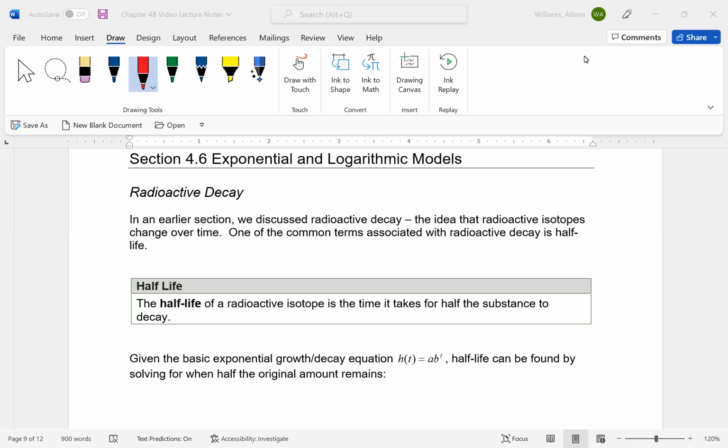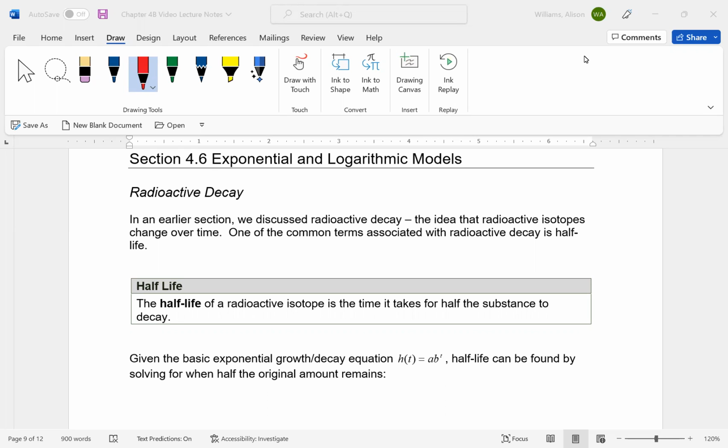In this video, we're going to look at different examples that are useful and really important for exponentials and logarithms. So first thing we want to talk about is radioactive decay. We did see an example of this in a previous section. We were talking about radioactive isotopes, and what we're going to look at is something really important with radioactive decay, and it's the concept of half-life.